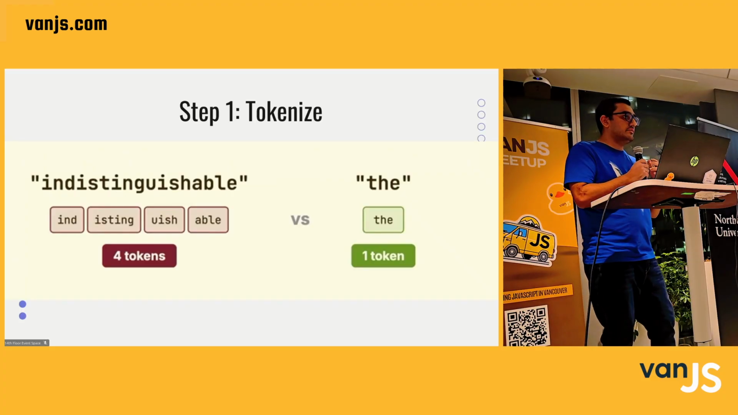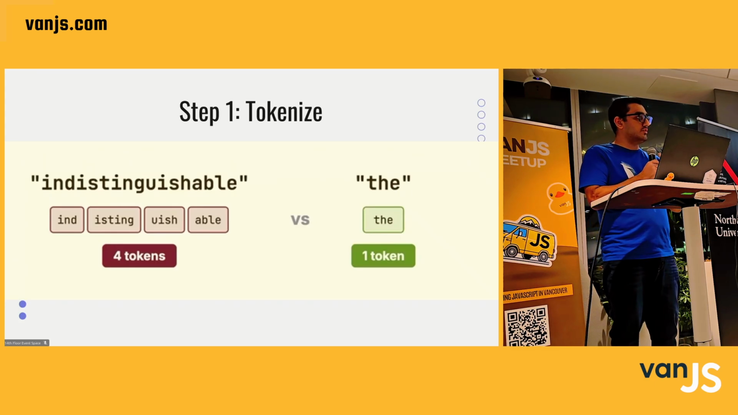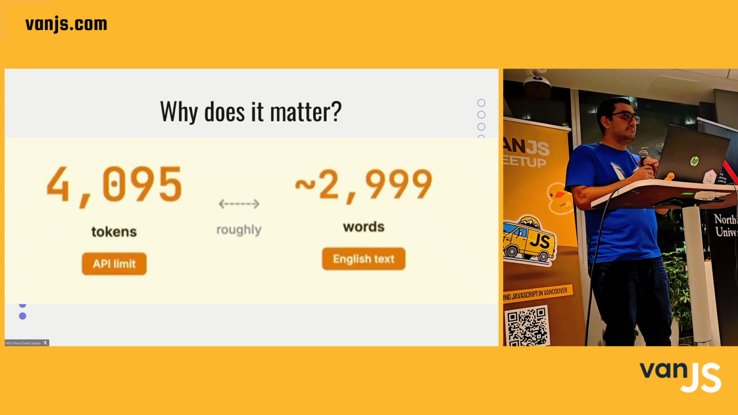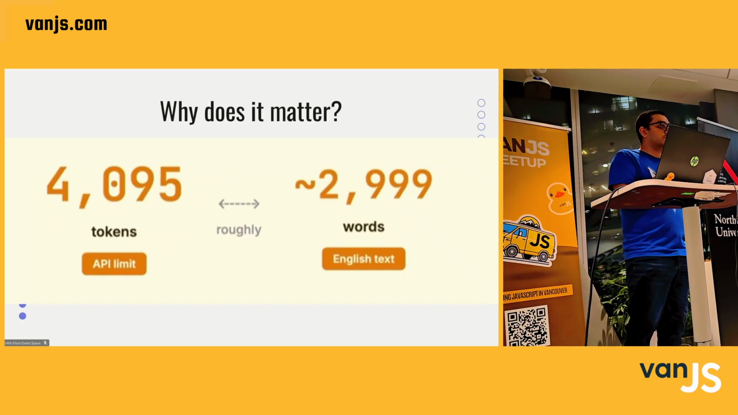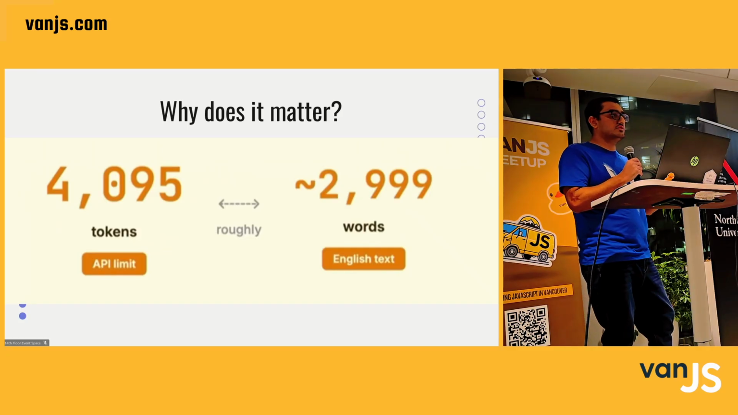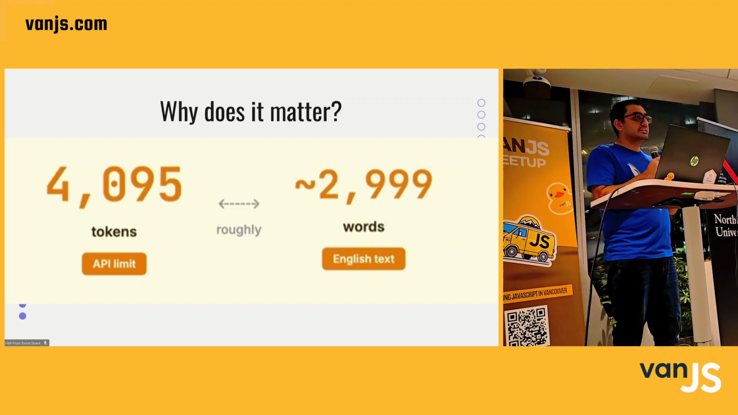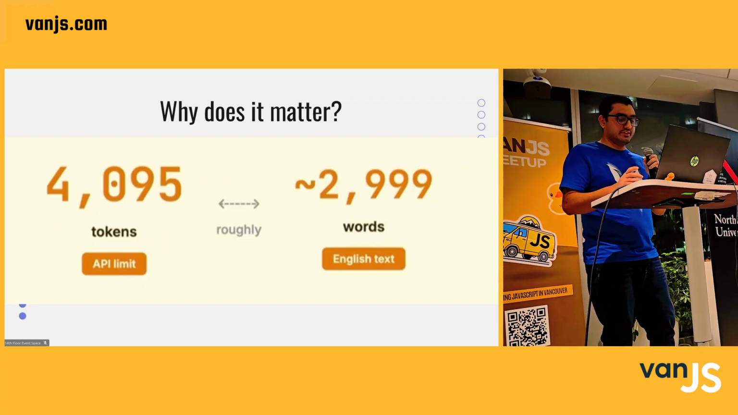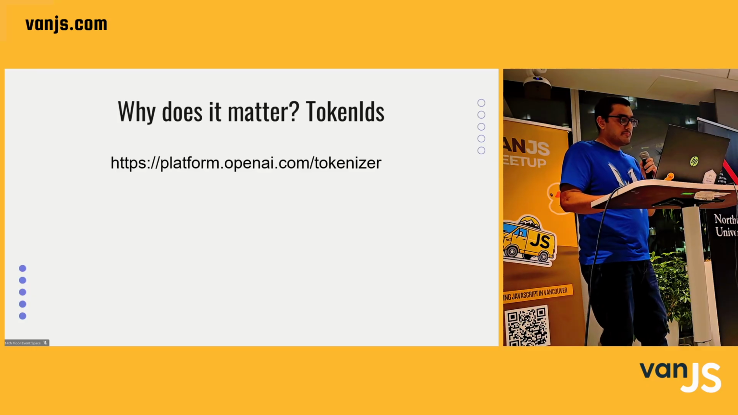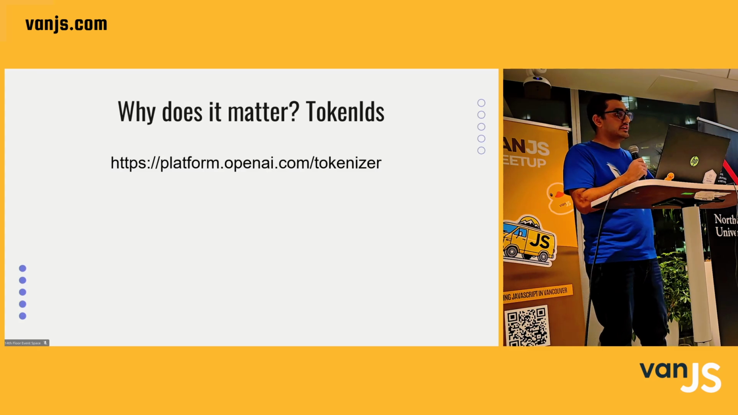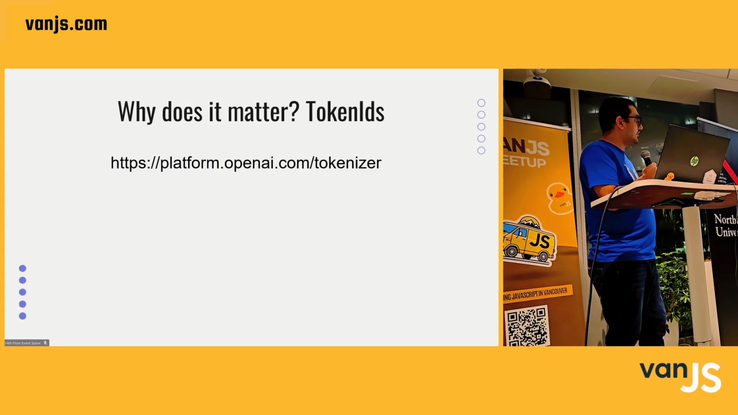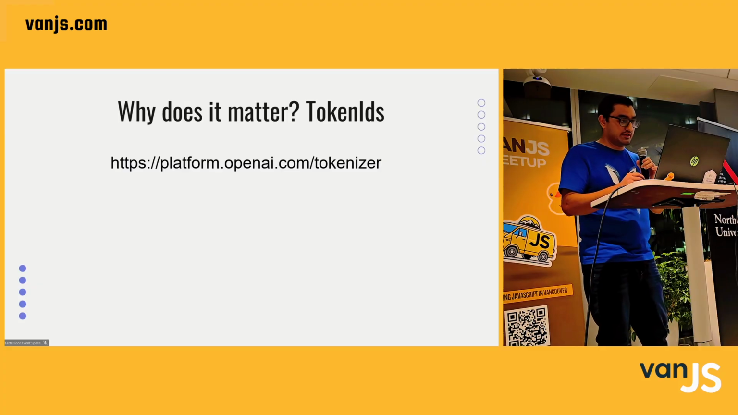So for example here, indistinguishable is actually 4 tokens, and the word D is actually 1 token. What this means for you is that tokens can be more than words. Basically, if you have 10,000 words, it can be roughly 40,000 tokens. So tokens are more than words. So why does it matter? I put in this website, you can look at it. It actually tells you how many tokens your query is going to generate. I don't have internet, otherwise I would have shown you.